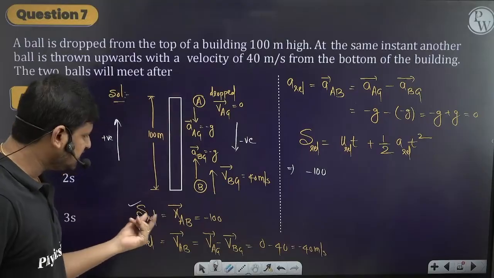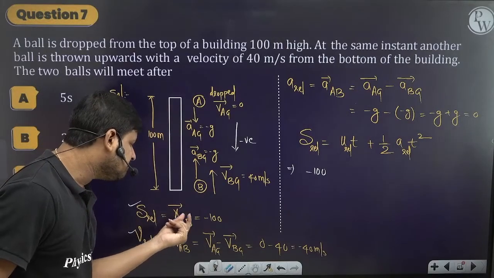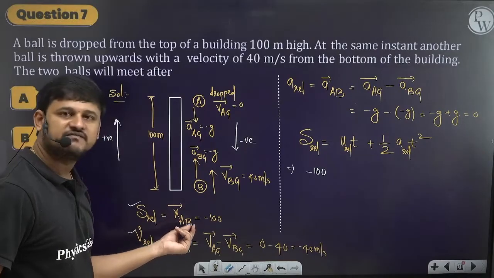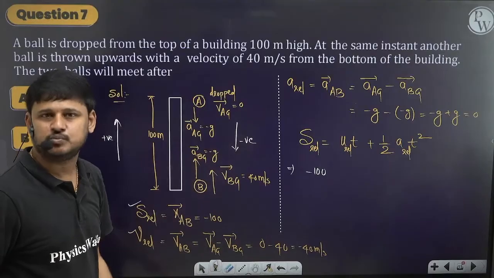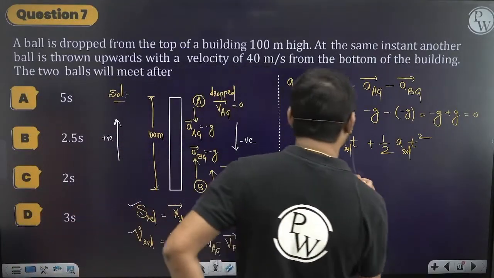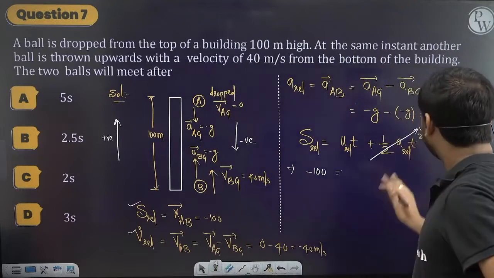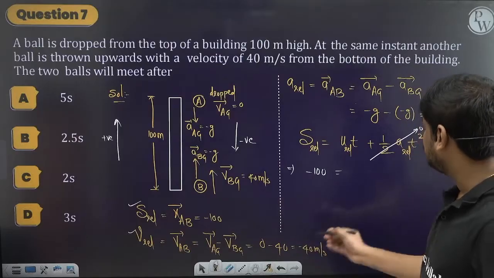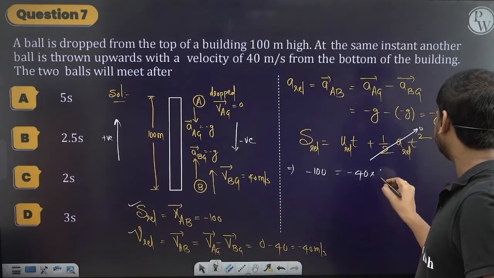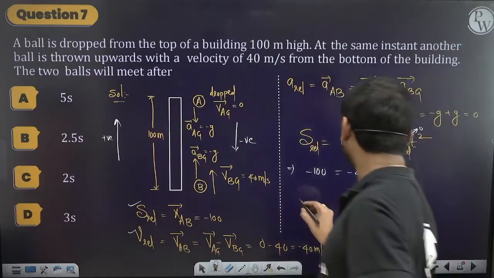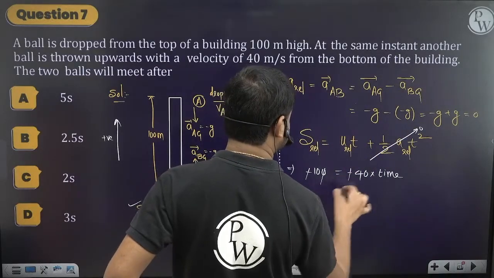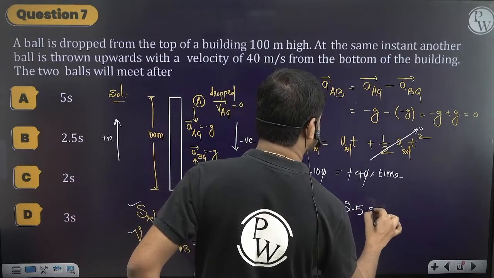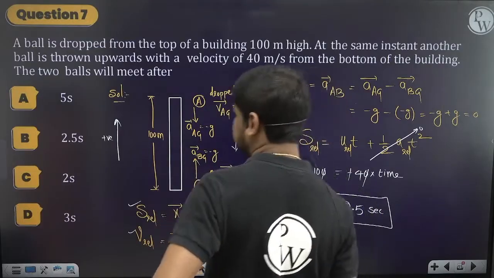In relative velocity, A with respect to B means you are making B at rest and moving A. Understand? B is at rest, that is relative motion. So this is minus 100. This part is going to be completely 0, because A relative is 0. And U relative is minus 40, and the time taken, let it be t. Then minus minus cancel, and 0 0 cancel. So the time taken is equal to 10 by 4, which is 2.5 seconds.